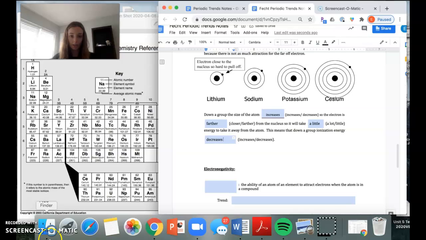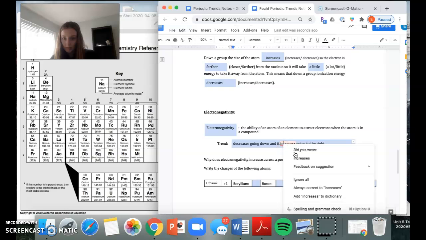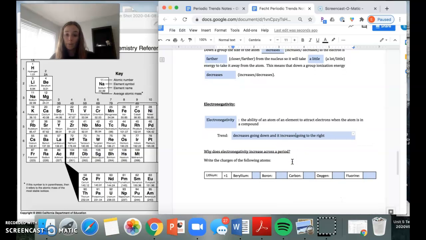The last one we're talking about is electronegativity. And electronegativity is the ability of an atom to attract electrons when the atom is in a compound. Oh, I spelled it wrong somewhere. And for this one, it decreases going down, and it increases going to the right. There we go.